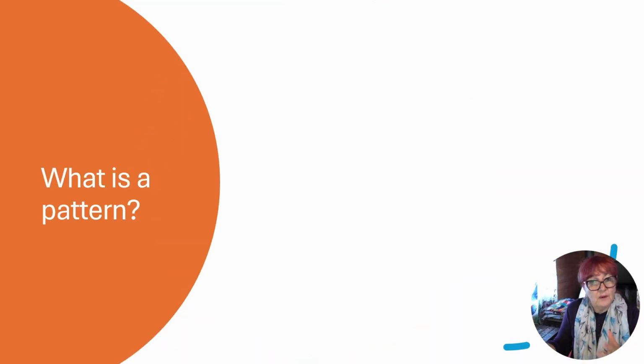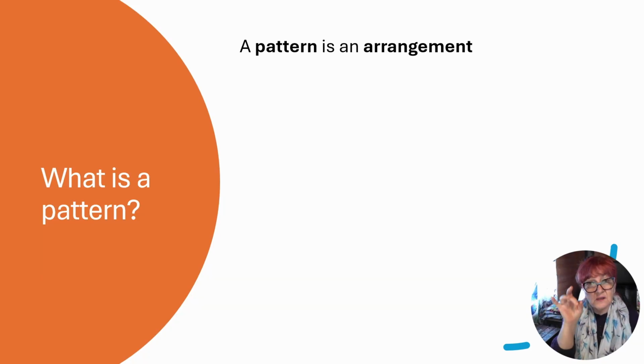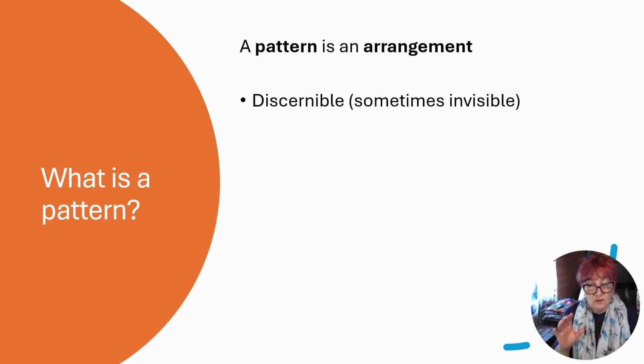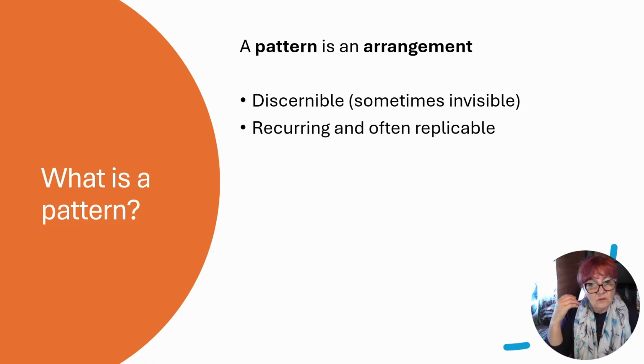Before we talk about flow, which is the movement of patterns through time, let's grab the concept of patterns and flesh that out. A pattern is an arrangement. It's discernible. That means you can sense it through one of your 7 senses. Sometimes it's invisible, sometimes it's an instinct. The pattern is recurring and it's often replicable. That means you can make it happen again.